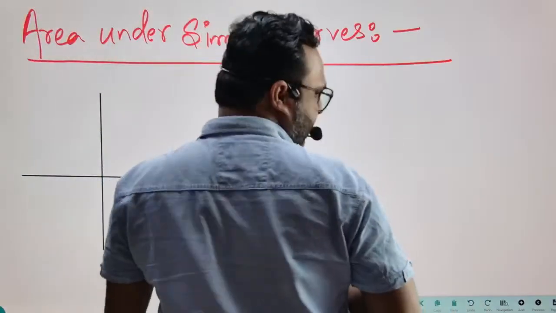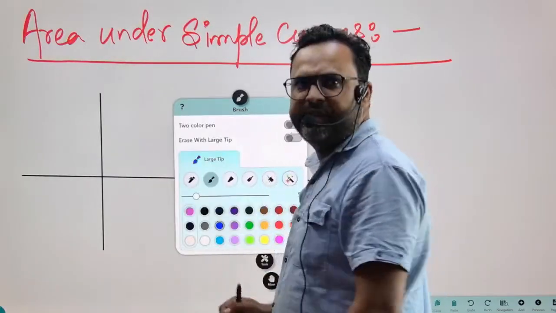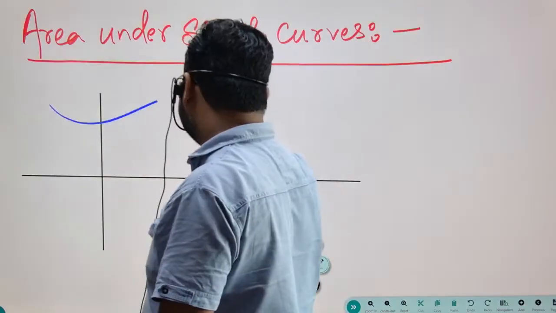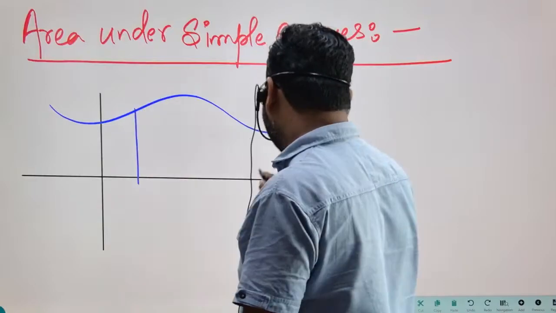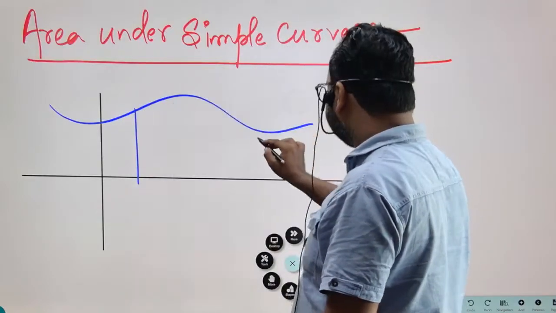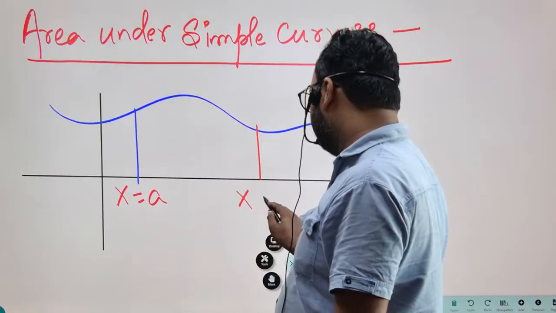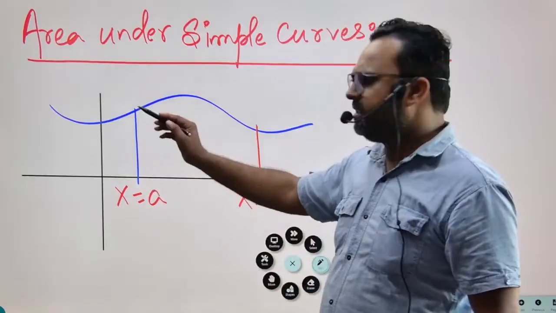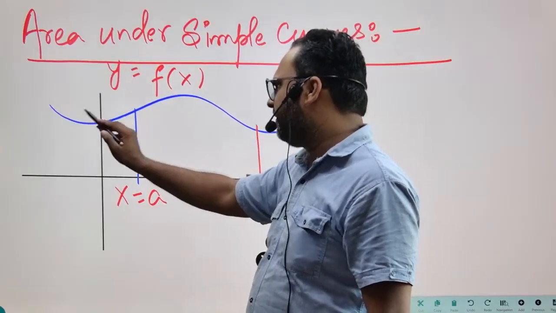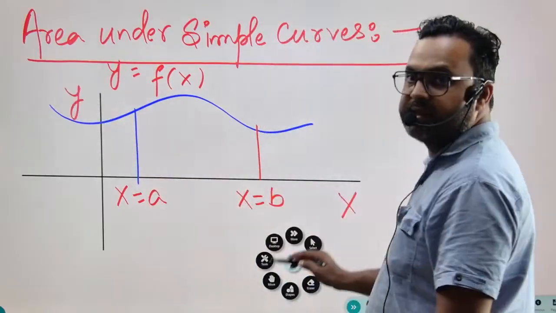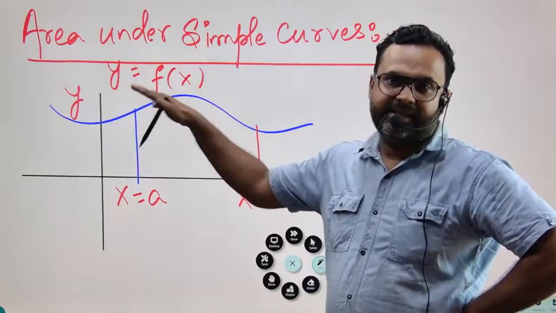Now suppose we have two axes. This is the x-axis, and suppose we draw a curve like this. Let us assume two values, x is equal to a and x is equal to b. Let us assume the function to be y is equal to f(x). So this is the x-axis and we have the y-axis. If you observe, this curve is above the x-axis.